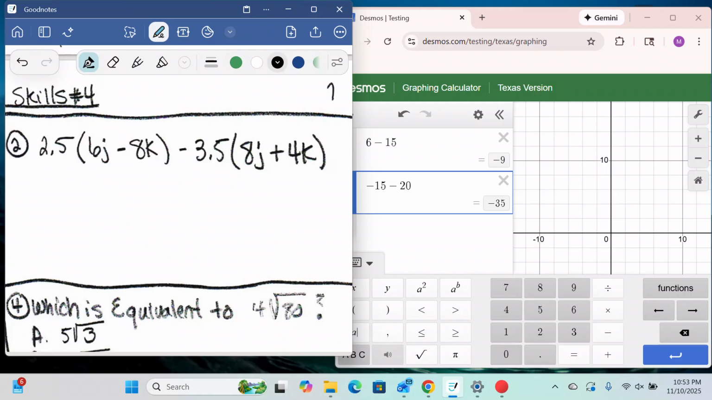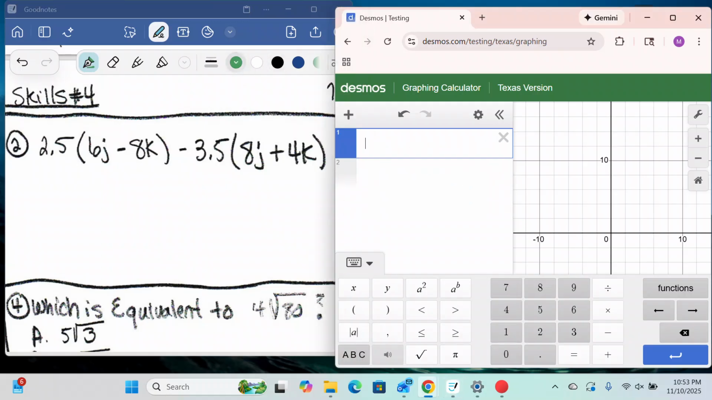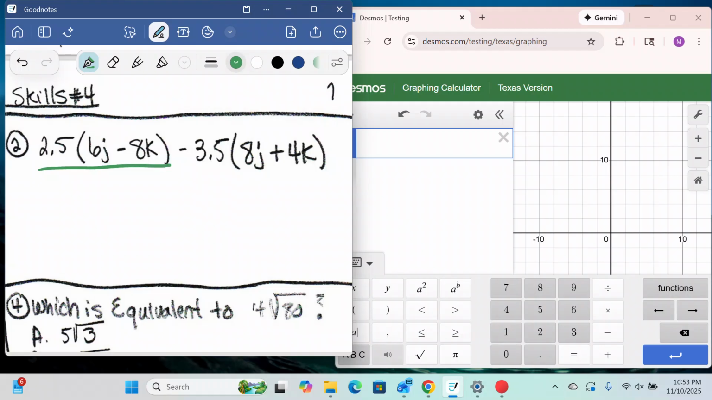So I'm going to go ahead and distribute. I'm going to first underline the distributive, and I'm not going to do it on Desmos. I'm going to just show you right here. So I'm going to distribute 2.5 times 6j. Well, what is 2.5 times 6j? Well, that is going to be 12 plus 3. So that's 12, 13, 14, 15. So that gives me positive 15j. Then I'm going to distribute 2.5 times negative 8, and that is negative 16, negative 20k. So that is it for that distributive property.